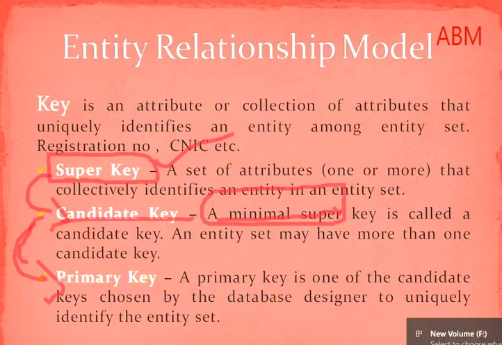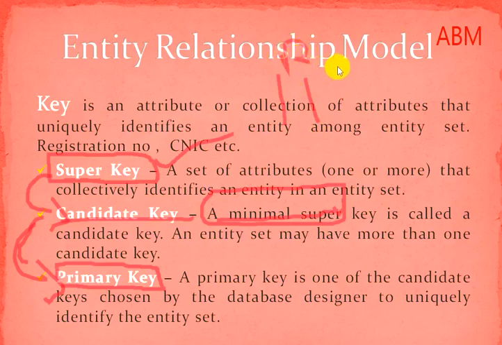So the primary key is selected by the designer of the database to uniquely identify the data. For example, in the university, the student may have their registration number, their CNIC number, their roll number. In the department, the designer takes the roll number as their primary key, although they may use their registration number or their CNIC number, but according to the requirement they use only the roll number.